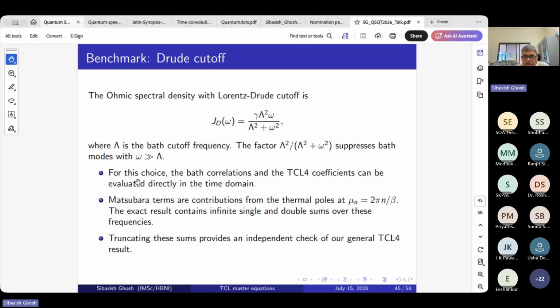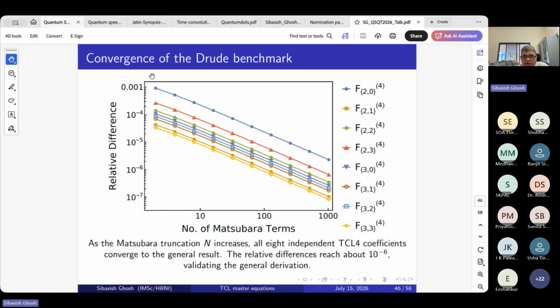For this choice of spectral density, you can calculate the TCL4 dynamics coefficients in the time domain, and basically you will have an infinite series containing Matsubara terms, which have thermal poles mu_n = 2 pi n by beta. The exact results contain infinite single and double sums over these Matsubara frequencies, and you can truncate these sums and it will provide an independent check of the general TCL4 result that we have done. So this is the comparison: convergence of the Drude benchmark.